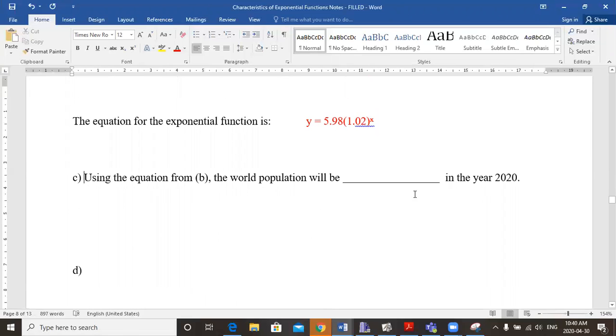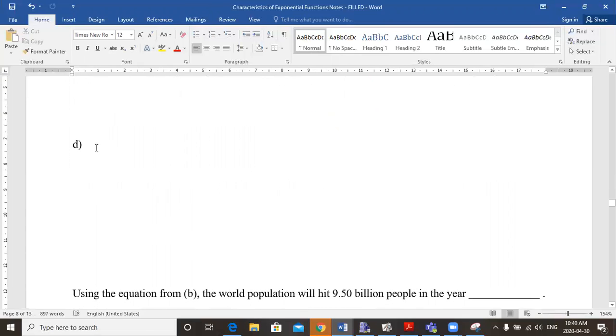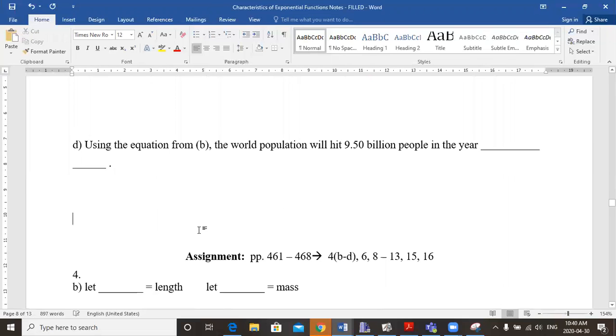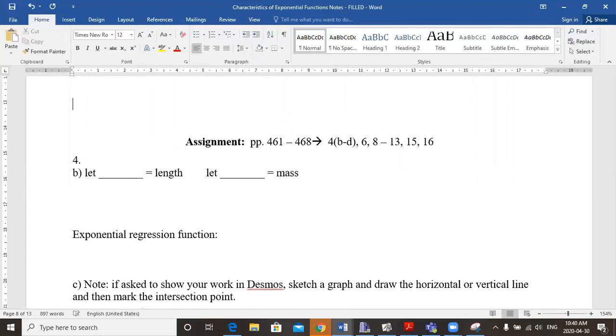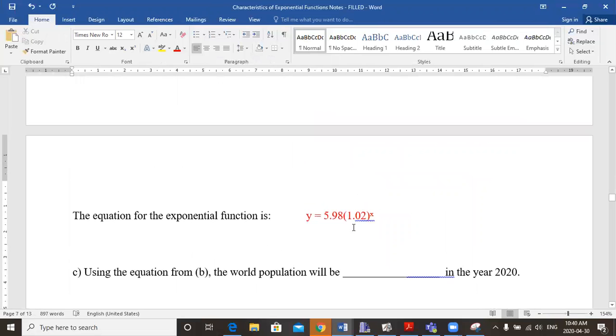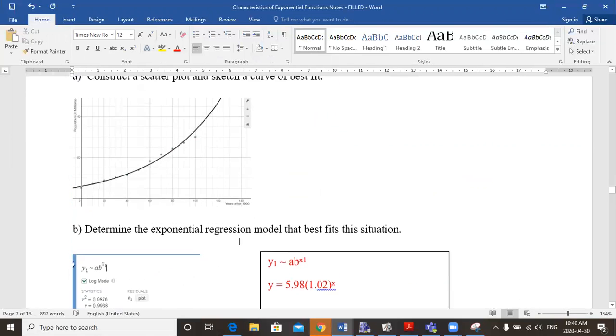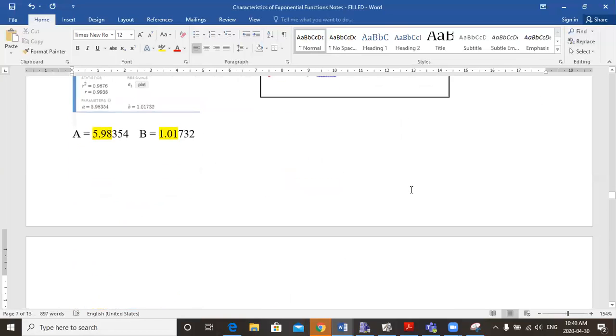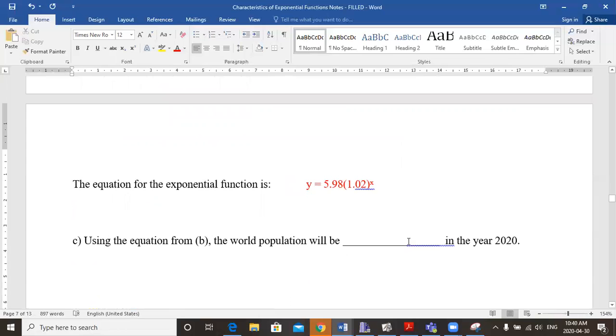So what we can do then is use our model to solve questions contextually, just like we've done before, either solving for an x or solving for a y. So we have our equation, pretty standard. Again, we click log mode and we have our scatter plot. So now we are going to use the graph to solve a question.